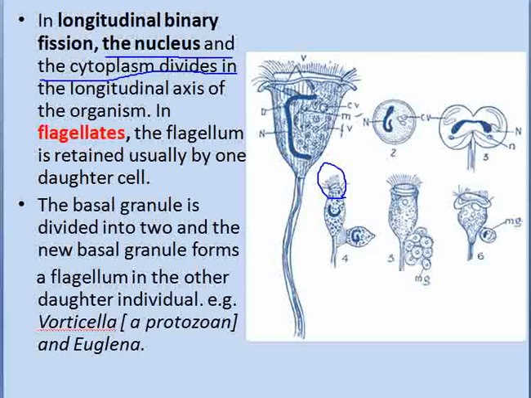Then at the same time, the basal granules which are present in the cell are divided into two, and the new basal granules are formed, which will develop into the flagellum in the other daughter individual. So in the beginning only one will be having it, and later the remaining one will develop the flagellum. This is observed in the case of Vorticella, a protozoan, and it is also observed in Euglena.